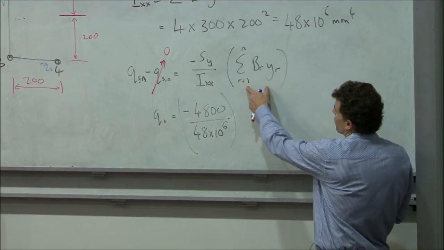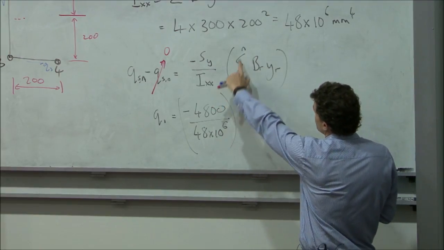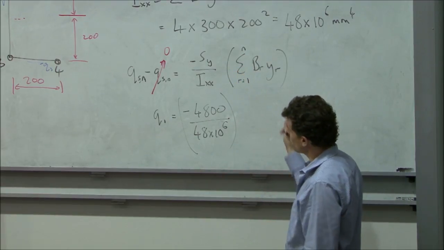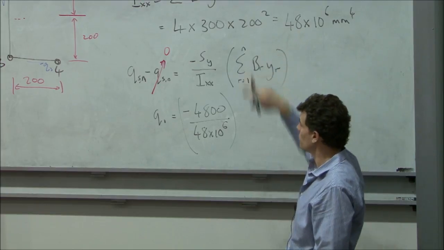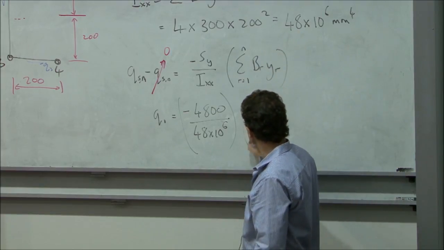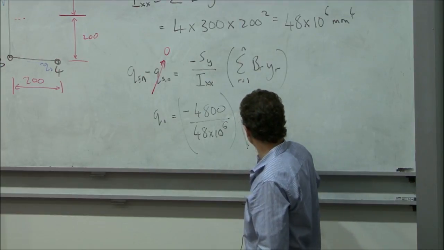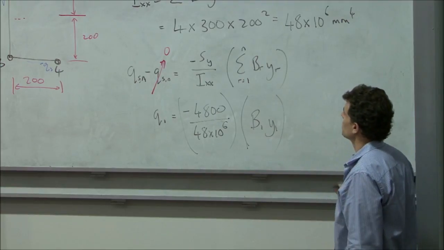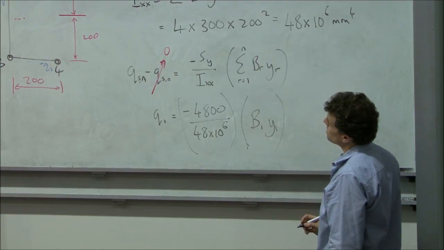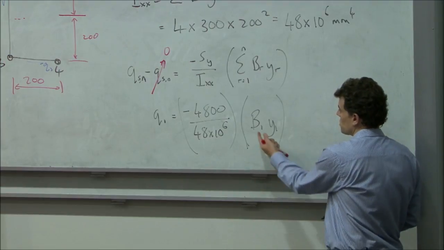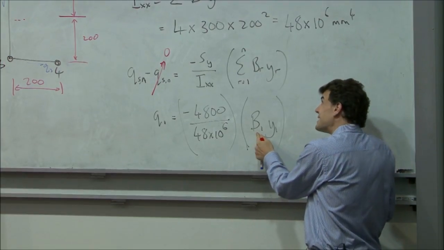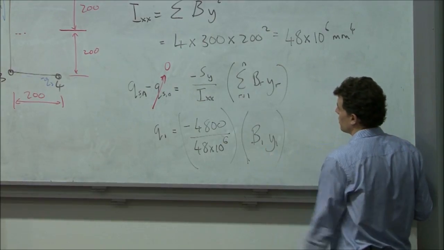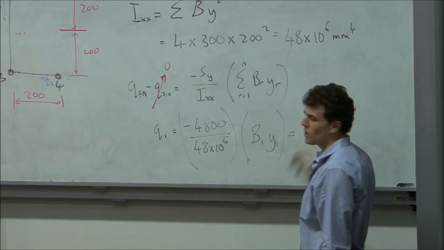Now let's interpret what we've got here. We've got sum of r equals 1 to n of br yr. So in our case, we've only got one boom that we're crossing. We're starting out off the panel and we're working out Q1. So our sum is just b1 y1. Where what's B1? 300. What's Y1? 200. Okay, so we can work out what Q1 is here.